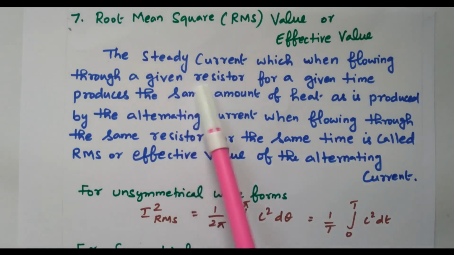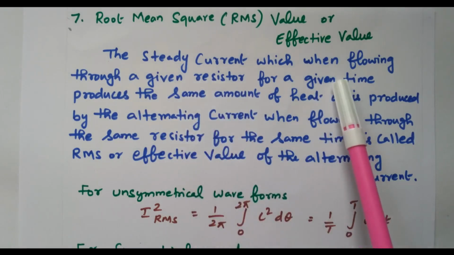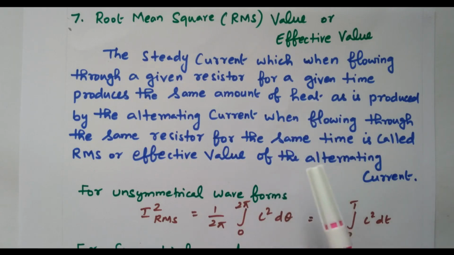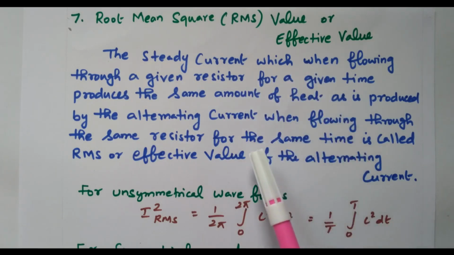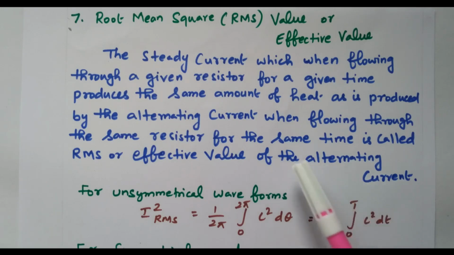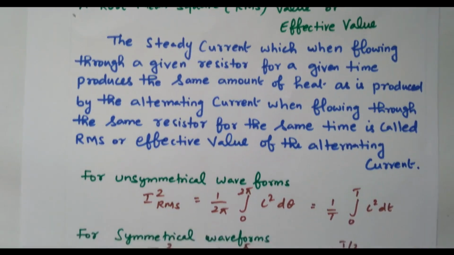Again, the definition: the current is flowing through a resistor for a given time. At that time heat is produced. For the same time, what is the heat produced when the alternating current is flowing? So this is the definition. The current flows through the resistor for a given time, heat is produced. For a DC current, what is the heat produced, and for the same, what is the heat produced for alternating current? That is the definition. Now we'll see the waveform. We will see the equation.